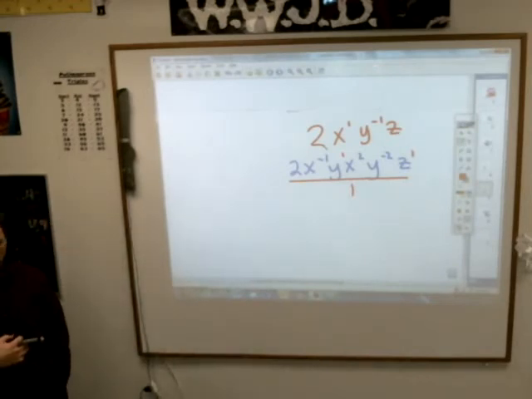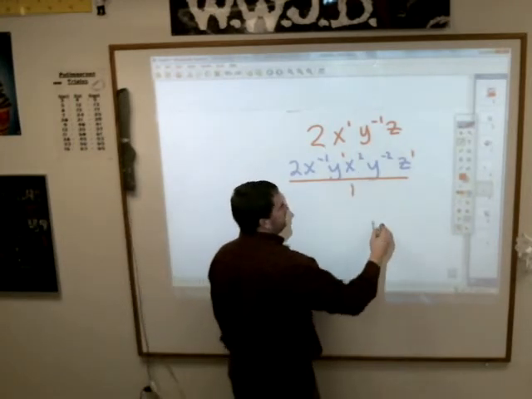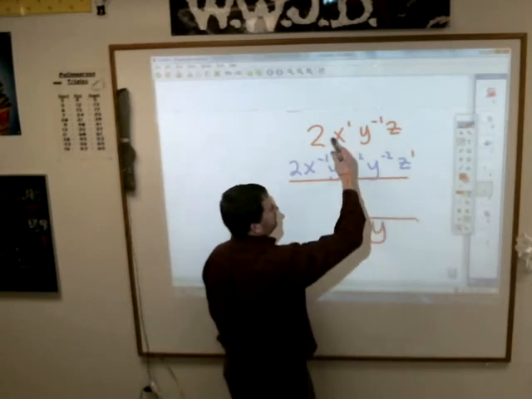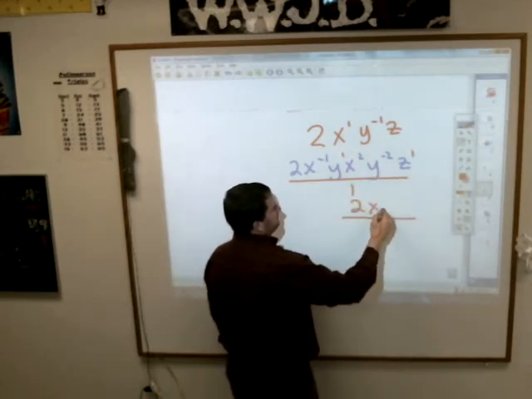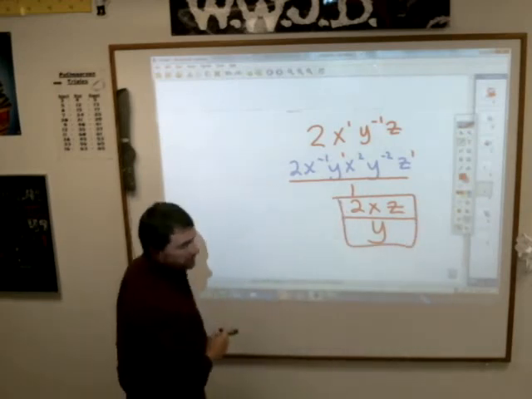What happens to it? It just simply goes to the bottom. So the y has to go to the bottom. The other ones are positive, they can stay on top. That would be the answer.